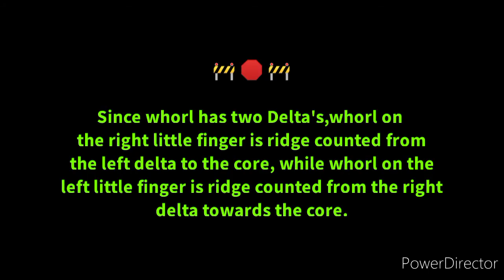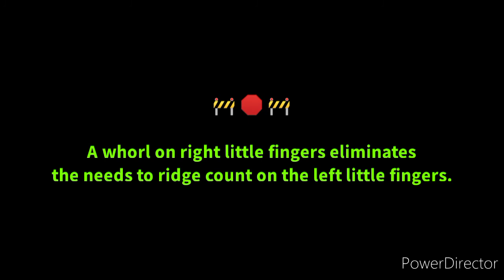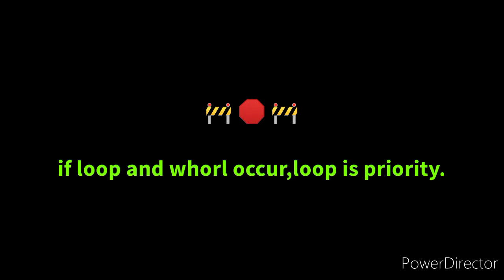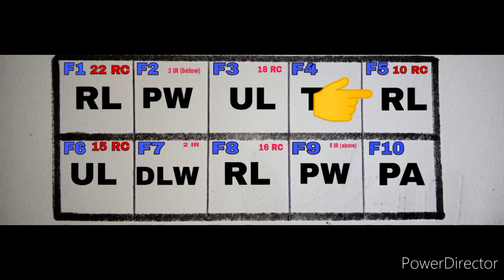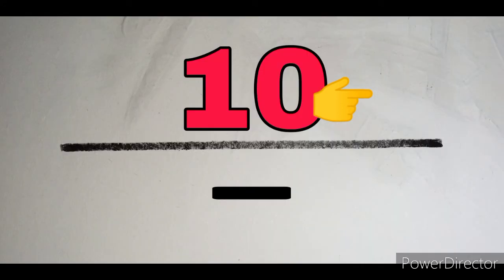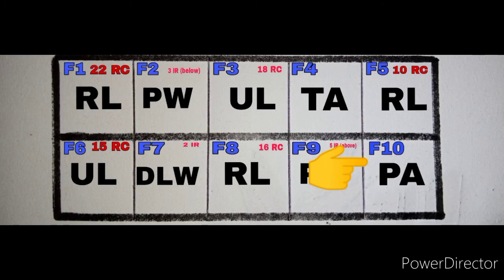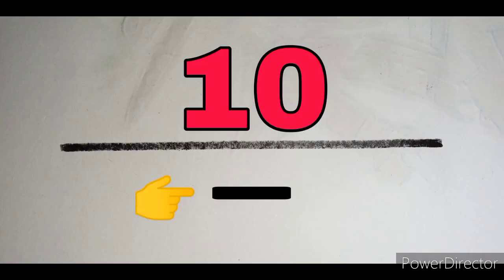Since a whorl has two deltas, a whorl on the right little finger is ridge counted from the left delta to the core, while a whorl on the left little finger is ridge counted from the right delta towards the core. A whorl on the right little finger eliminates the need to ridge count the left little finger. If loop and whorl occur, loop is priority. If an arc appears, there is no final classification. In the chart, finger 5 is a radial loop with 10 ridge count. 10 will be placed in the numerator. Finger 10, plain arc, no value. Then you get the final classification.